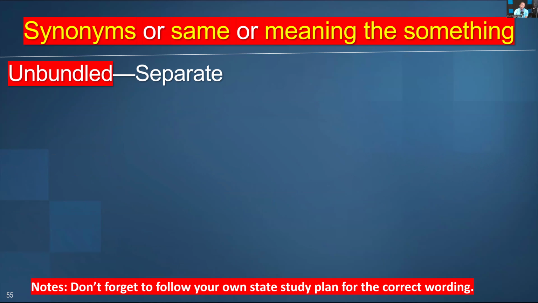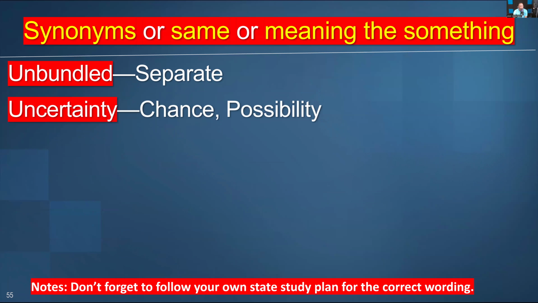Unbundled, so it's separate, not together. There are times you bundle your coverage. Sometimes you don't bundle your coverage. It's separate. Uncertainty is a chance, possibility. So when you're uncertain, there's a possibility, there's a chance.